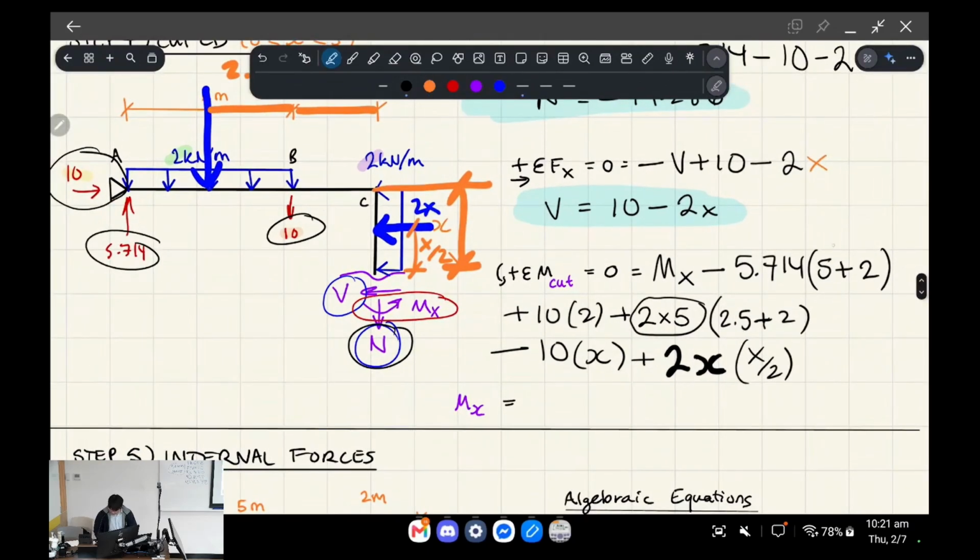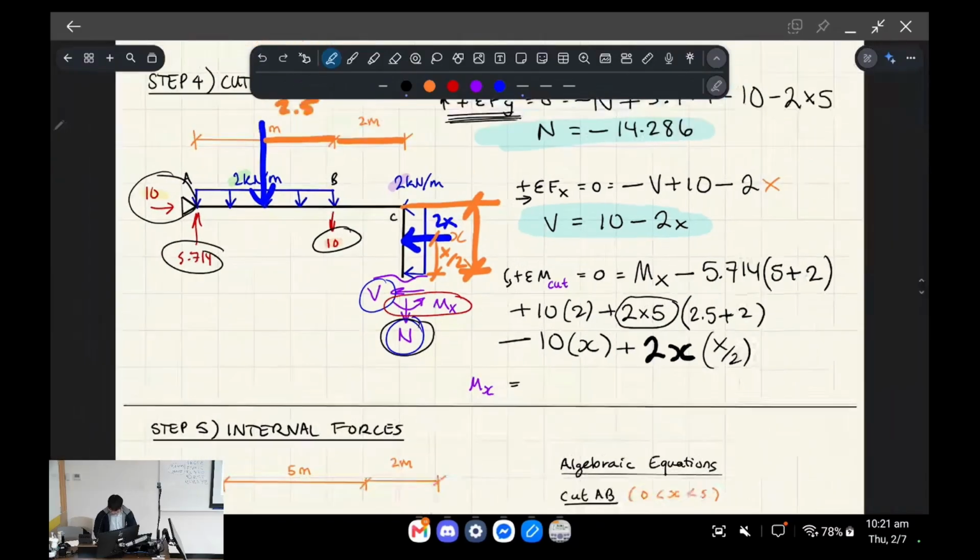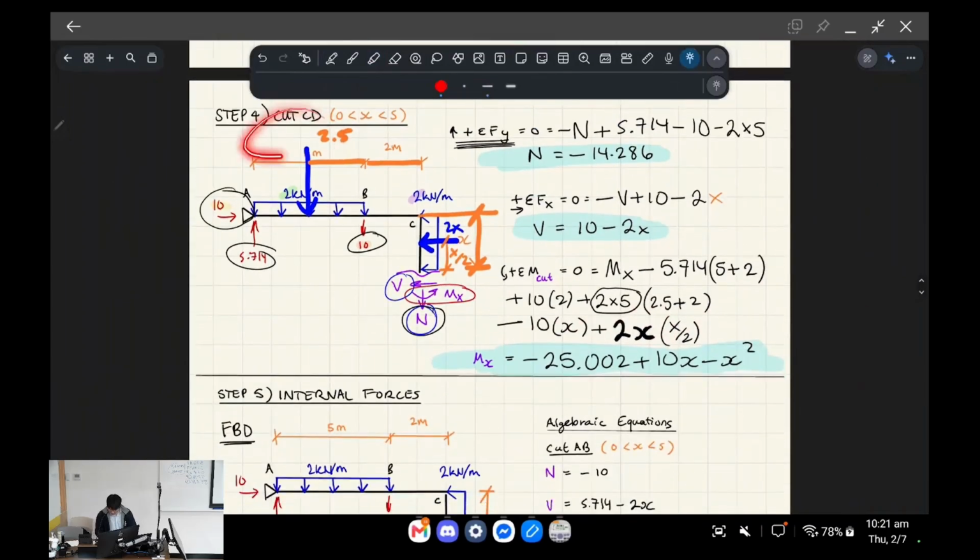All right. So now we have this big kind of equation for the internal moment, and if we solve for Mx, we get negative 25. I have some rounding error here. You can include it, or you can just write 25, up to you. And then all these other terms. Okay, so that is our internal bending moment equation for cut CD. So that's basically a really long line of working because it's including and considering every single force that we've seen along the beam thus far.